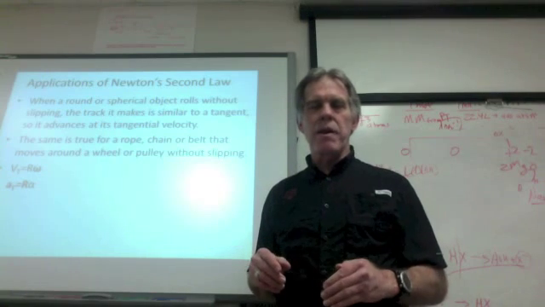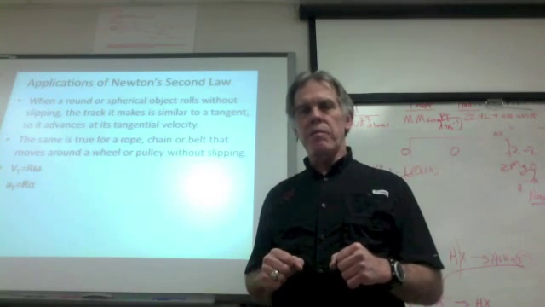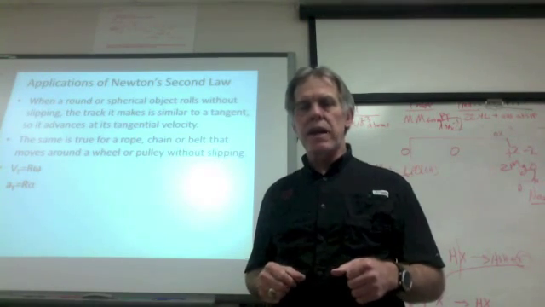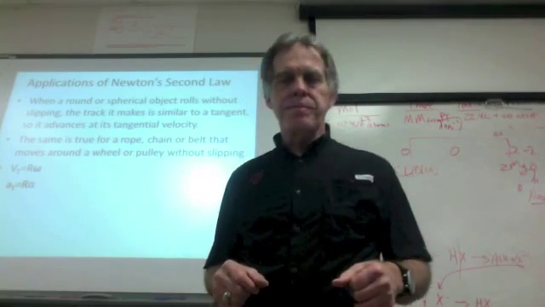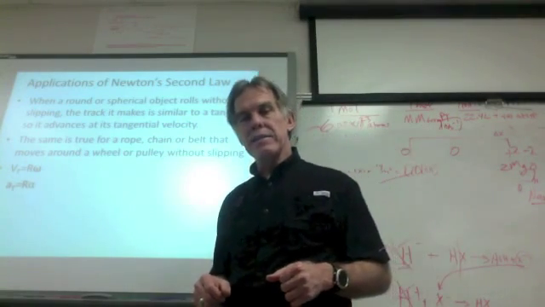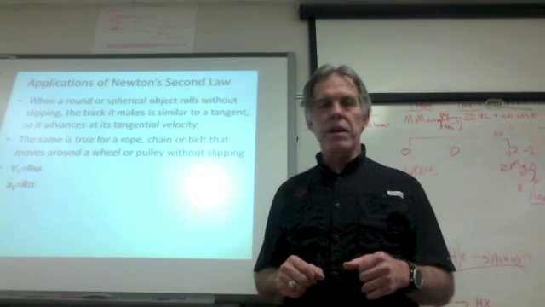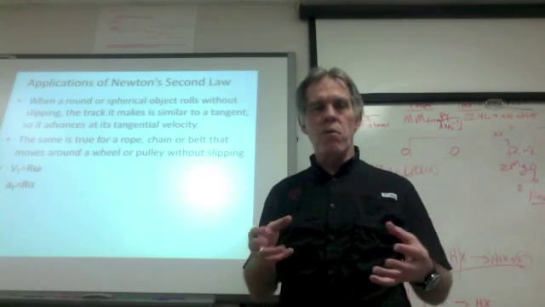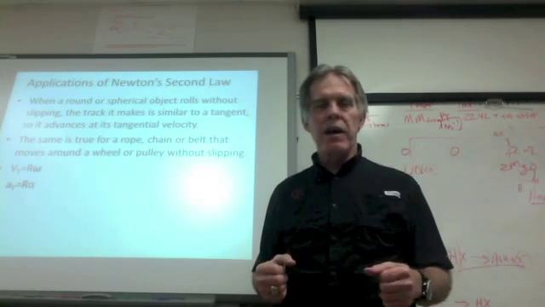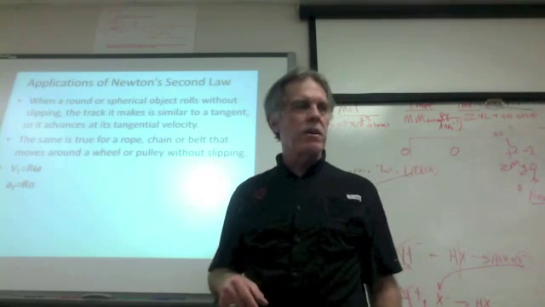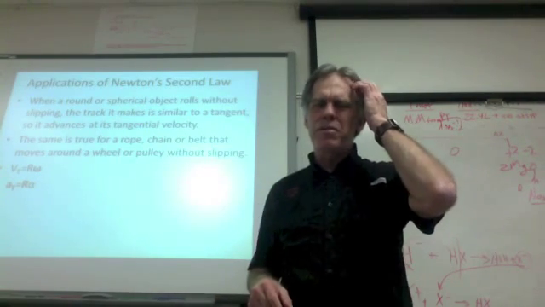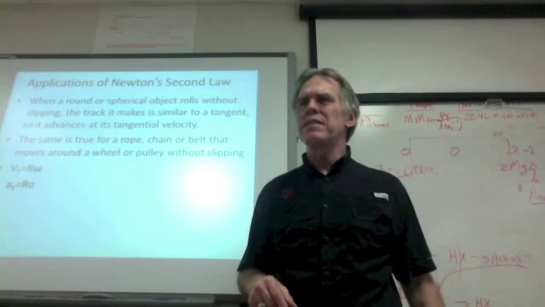land is F equals ma, and when we talk about rotational land, it's tau equals I alpha. I'll remind you that I is the moment of inertia, and depending on the shape, there's a different formula to calculate I. There'll be a chart that has those shapes and formulas on your test.